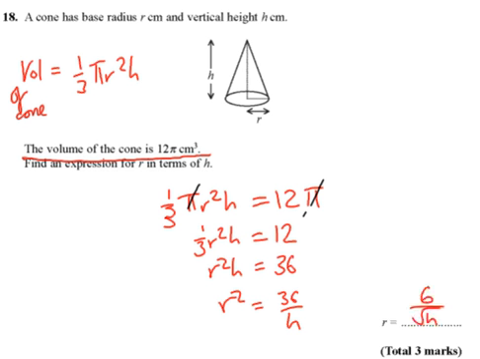Why is it not plus or minus root h? Well, if you had minus root h, then you get r as being negative, and of course you can't have a negative length, so it's just 6 over root h.